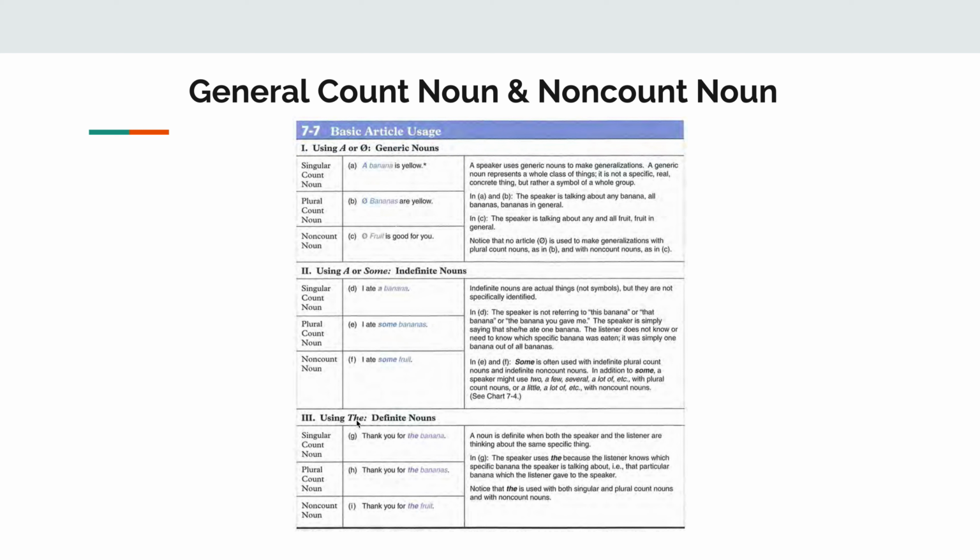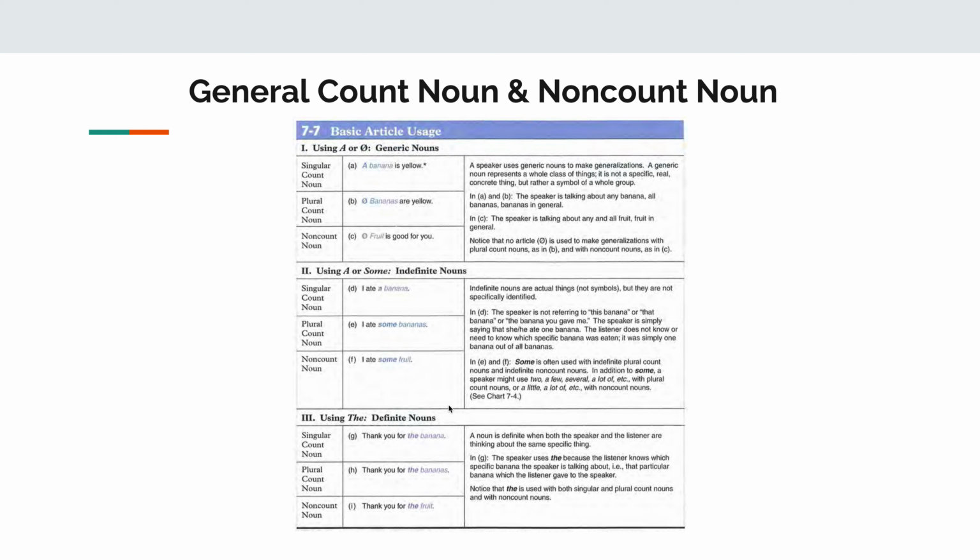And then the third one, we have the definite nouns. A noun is definite when both the speaker and listener are thinking about the same specific thing, like the specific book, the specific movie. And here we have the singular count noun. The example is: Thank you for the banana. The plural count noun, the example is: Thank you for the bananas. And the non-count noun, the example is: Thank you for the fruit.